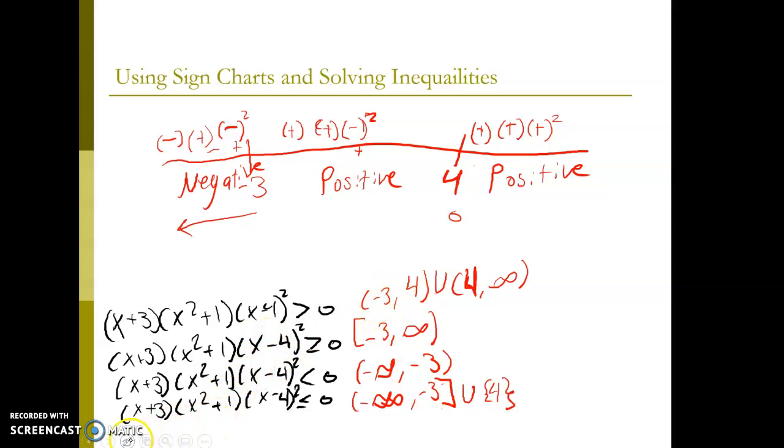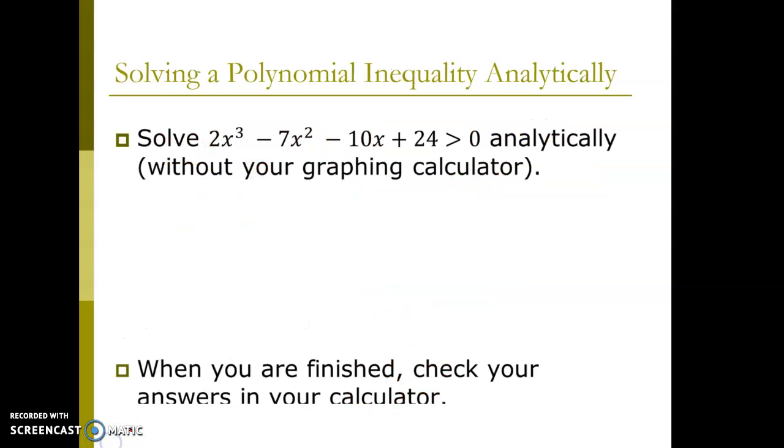Okay, so that is using sign charts in order to solve inequalities. So now let's solve a polynomial inequality analytically. So now we're solving 2x cubed minus 7x squared minus 10x plus 24 when it's greater than 0 without using a graphing calculator.